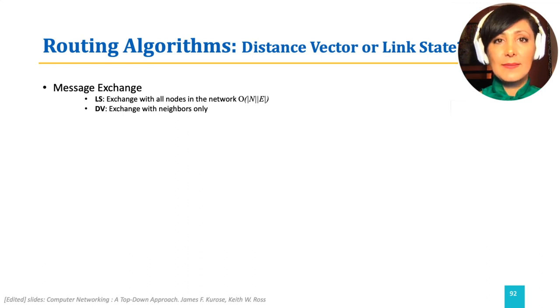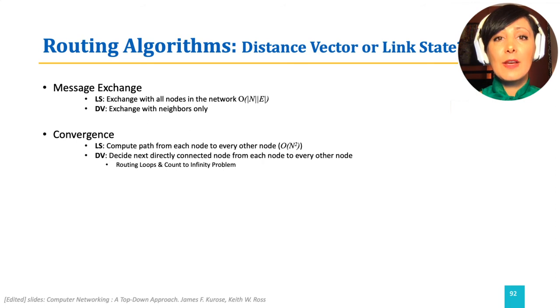substantially. The link state needs to compute path from each node to every other node in the network. So it converges in n to the power of 2 in the loop we saw. Distance vector may encounter problems like routing loops and count to infinity, affecting the convergence bounds for these cases substantially.